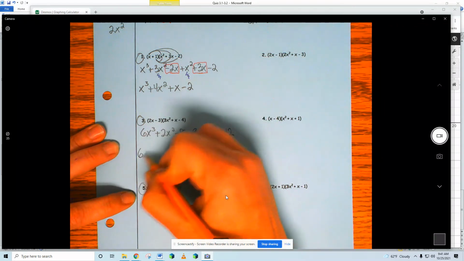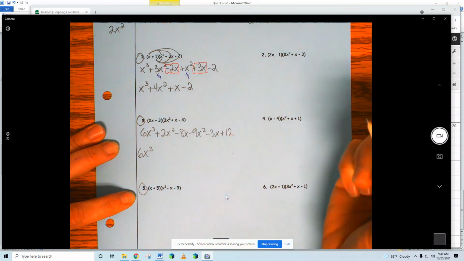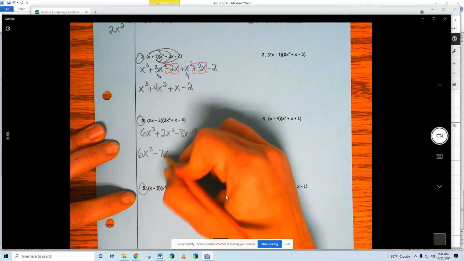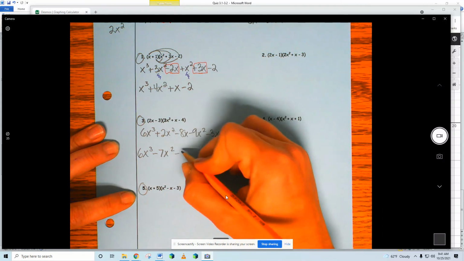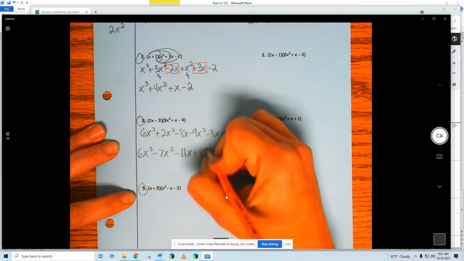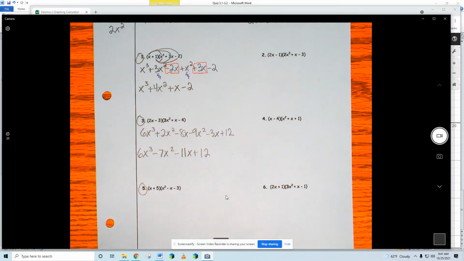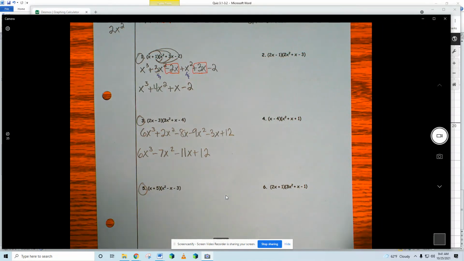Did you get for your final answer 6x cubed minus 7x squared minus 11x plus 12? Did you get that? Good, good. Okay, 5 together.